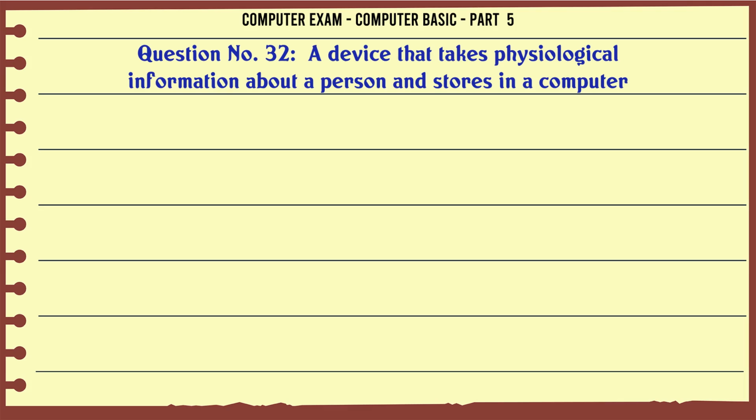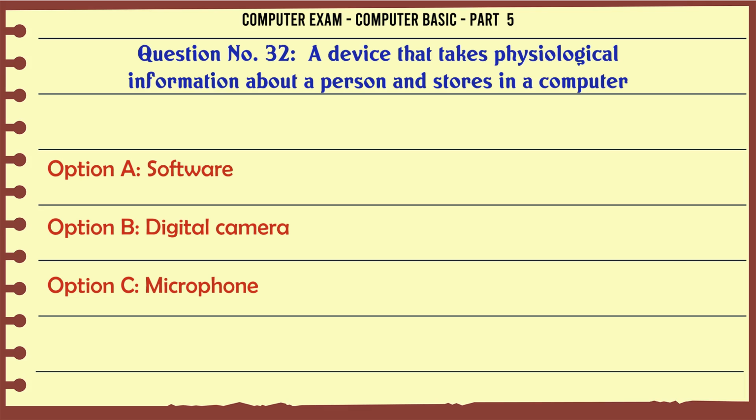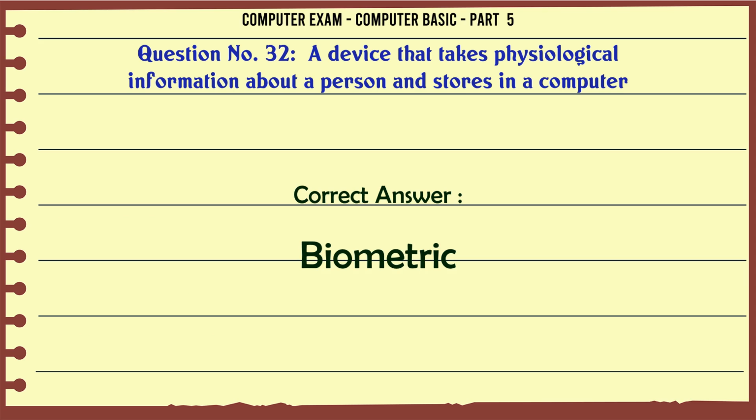A device that takes physiological information about a person and stores it in a computer is A. Software. B. Digital camera. C. Microphone. D. Biometric. The correct answer is biometric.